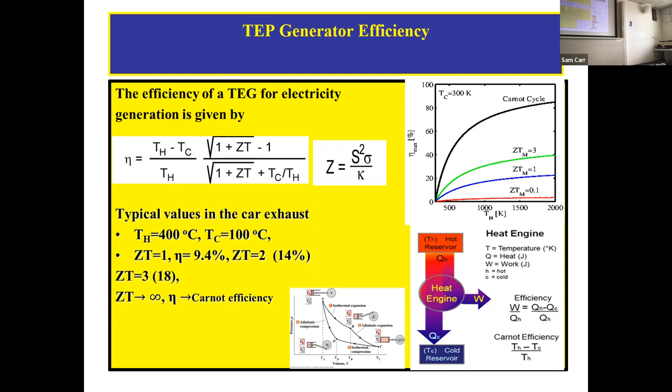So what is the challenging part? We need to increase the efficiency. For that, we need to increase the ZT, and for ZT, we have to increase both the electrical conductivity and the S squared.